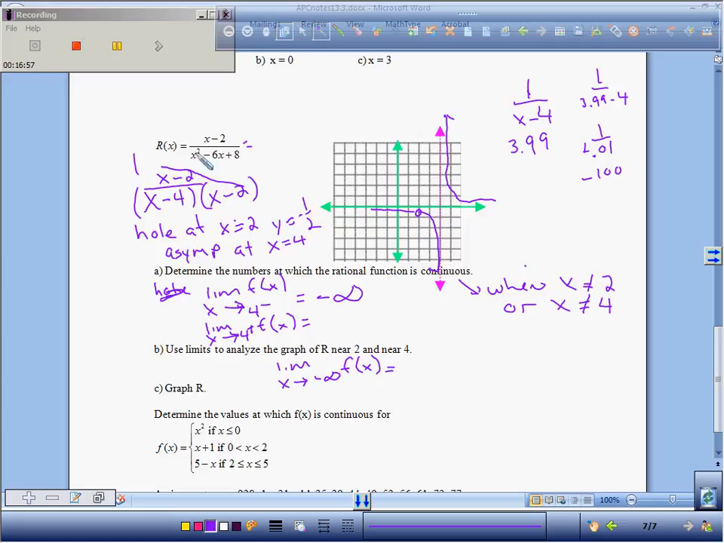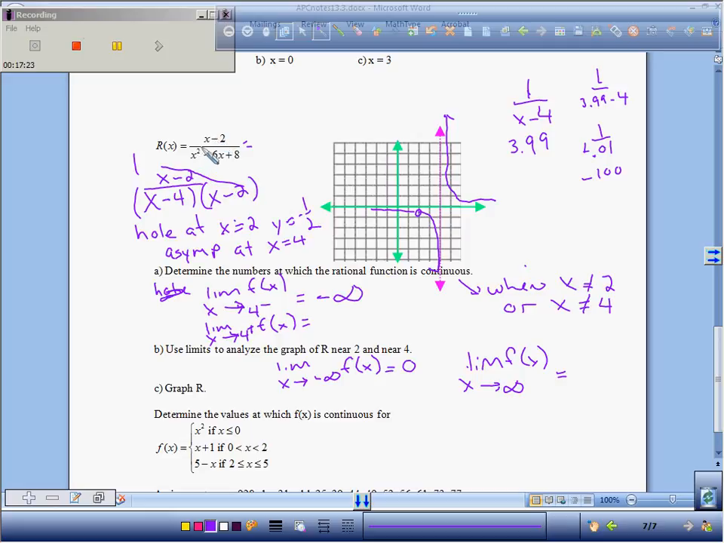Remember that rule? If the denominator power is bigger than the top power, it's going to approach 0. What's the limit of f of x as x goes to positive infinity? As this number gets very, very big, what happens to the whole fraction? It gets very small, right?